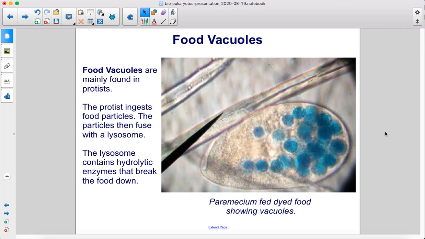Food vacuoles are mainly found in protists. The protist ingests food particles. The particles then fuse with a lysosome. The lysosome contains hydrolytic enzymes that break the food down.